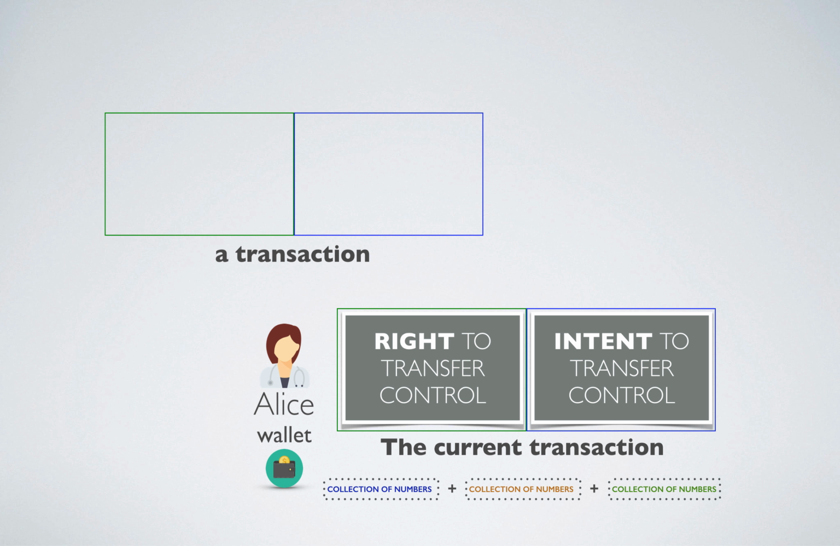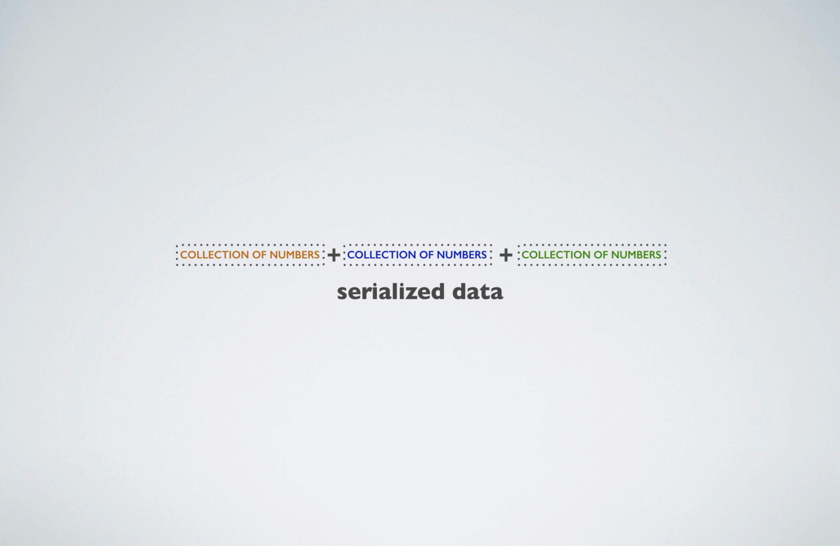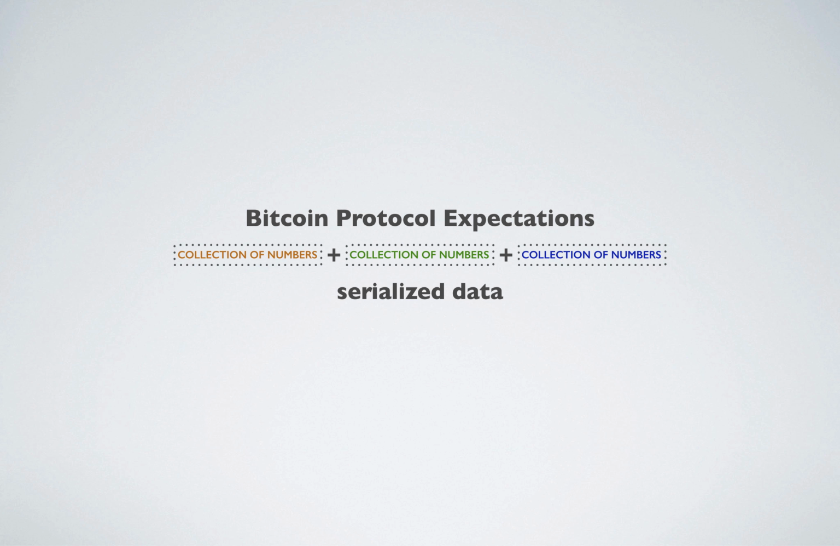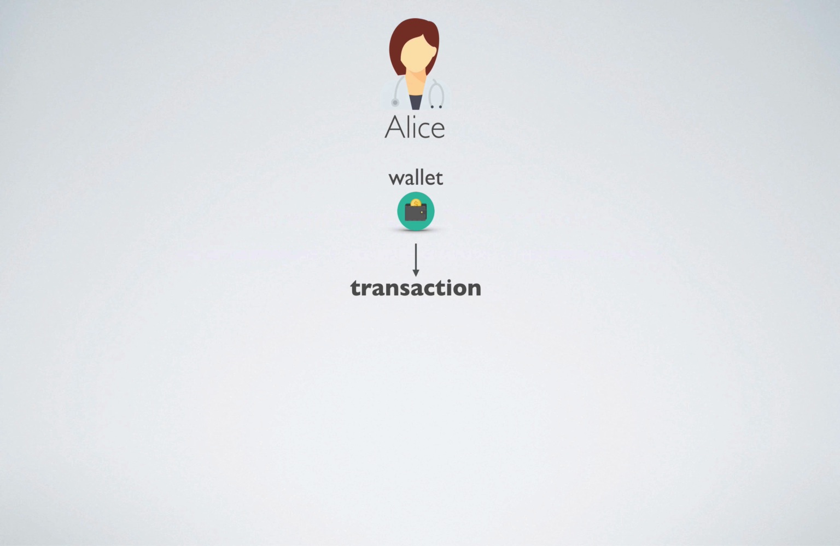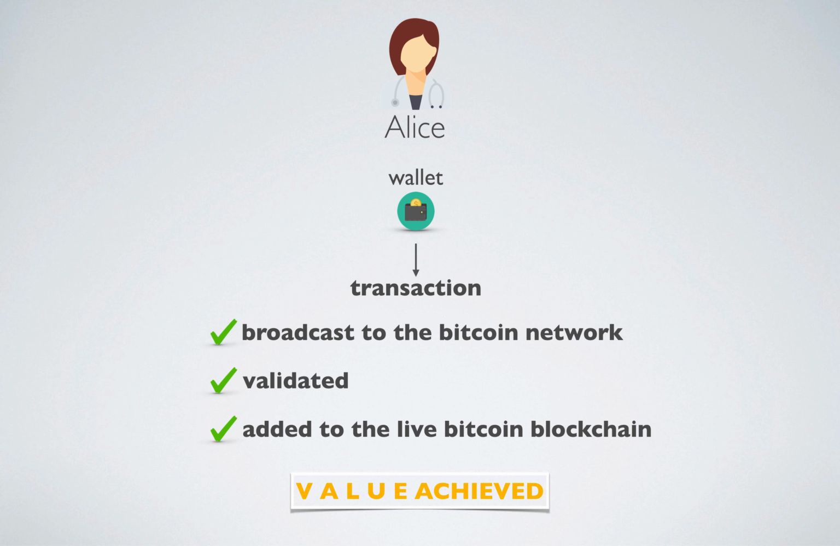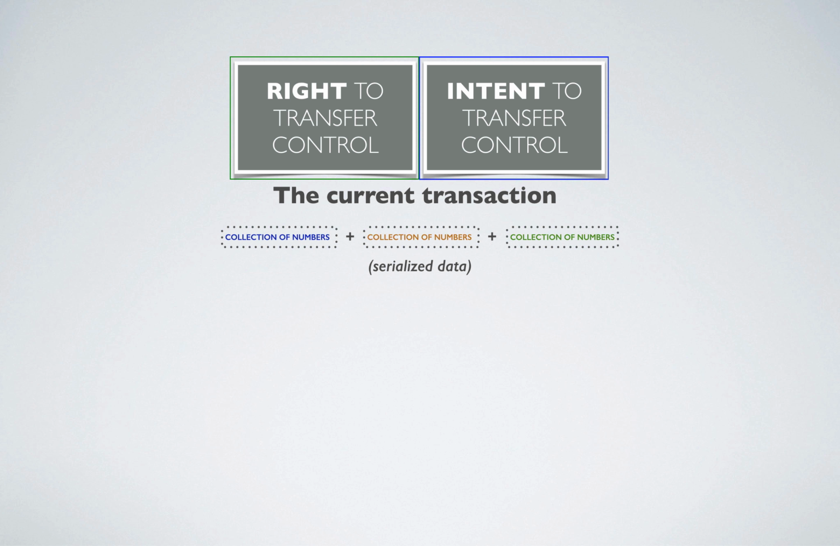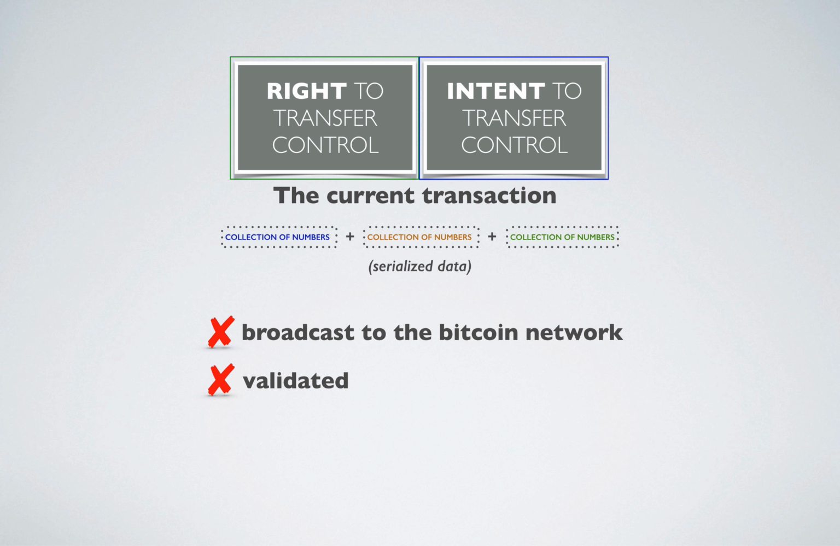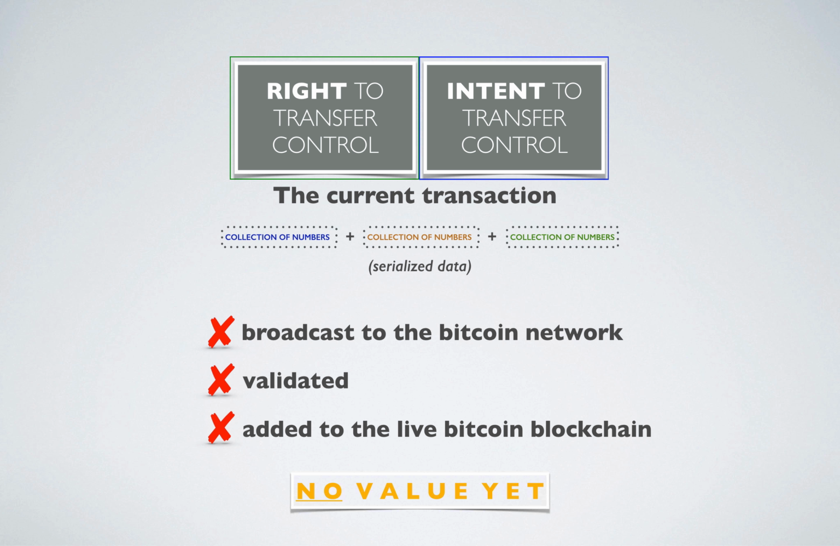In its current state, Alice's transaction is just a serialized piece of data. In computer science, serialization is the process of taking some data, in this case the contents of the transaction, and arranging it into an expected format. That is, the expected format is whatever the Bitcoin protocol expects. What's important to understand is that the transaction only has value after it's been broadcast to the Bitcoin network, validated, and becomes part of the live blockchain. In its current state, although the contents of the transaction encapsulates Alice's desire to transfer control of some of her Bitcoin, because it hasn't yet been broadcast and validated to the Bitcoin network, included in a block and that block added to the live Bitcoin blockchain, it doesn't have any value yet.